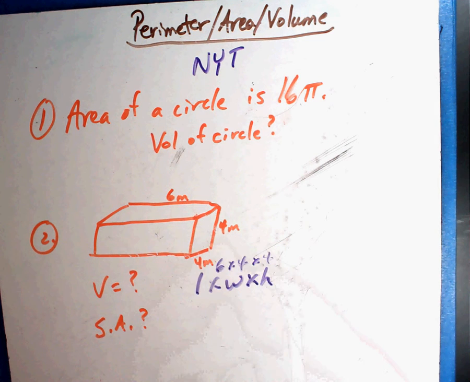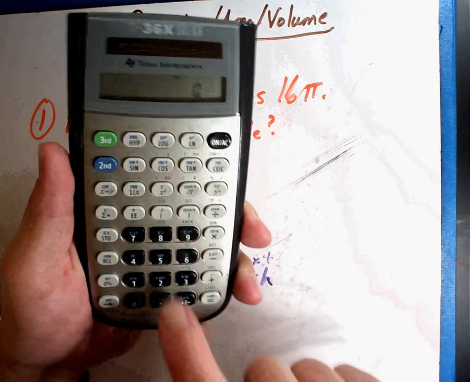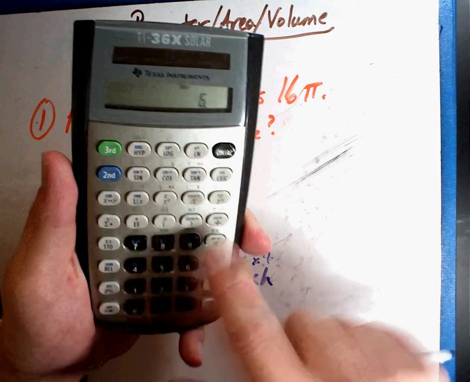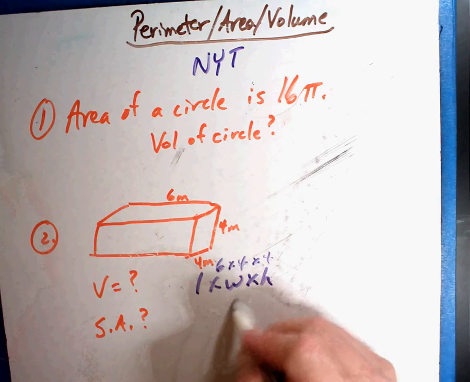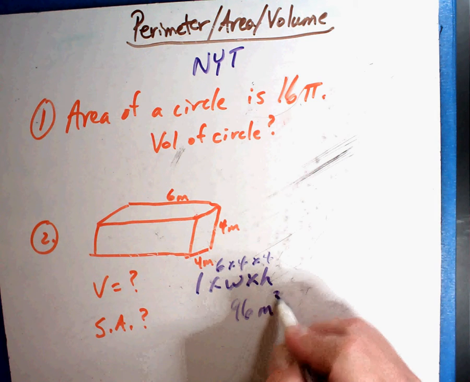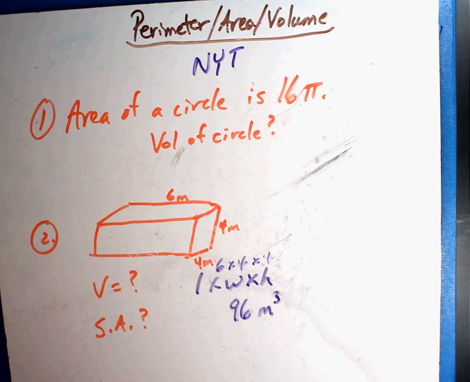Okay, so what I'm going to do is multiply those numbers. 6 times 4 times 4. Answer, 96 meters cubed. It's a pretty simple question. Now I'm going to take that data that I understand, so that's all of it inside. That was a box. The volume is 96 cubic meters.